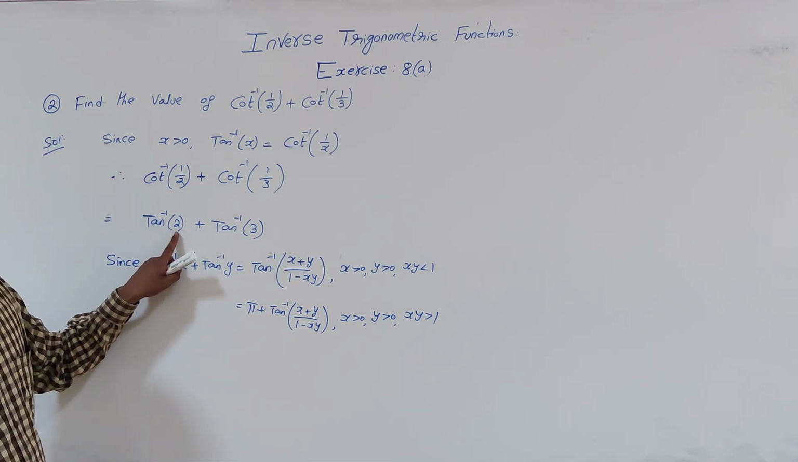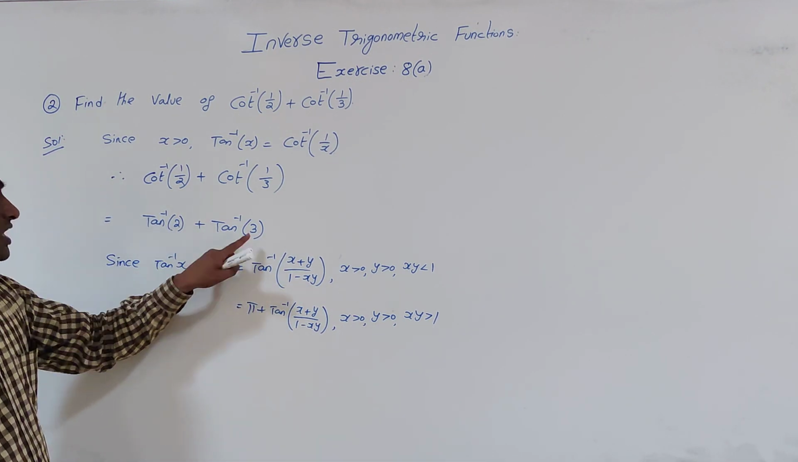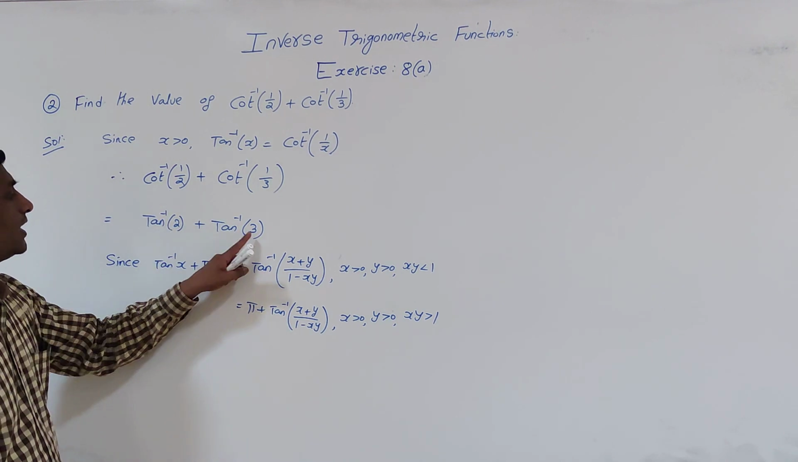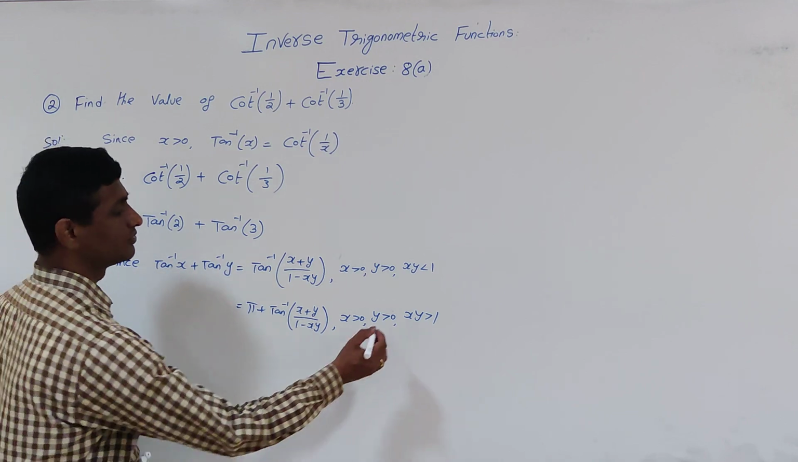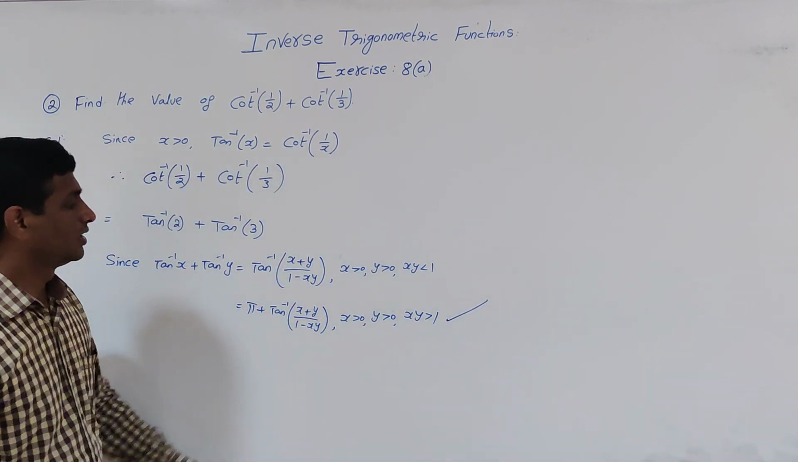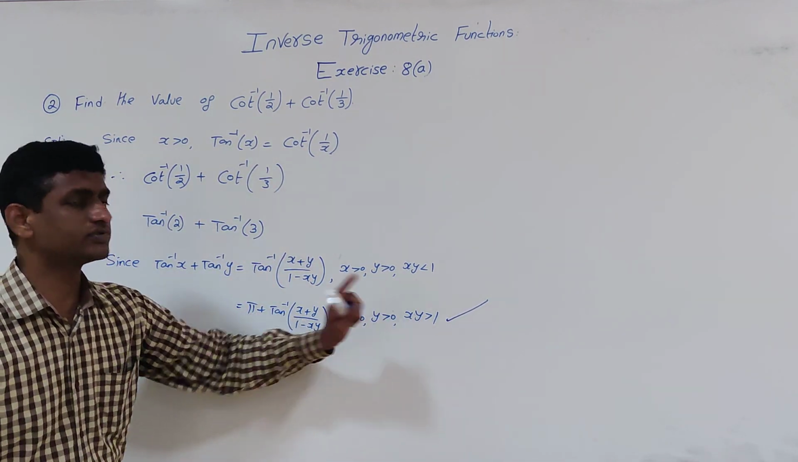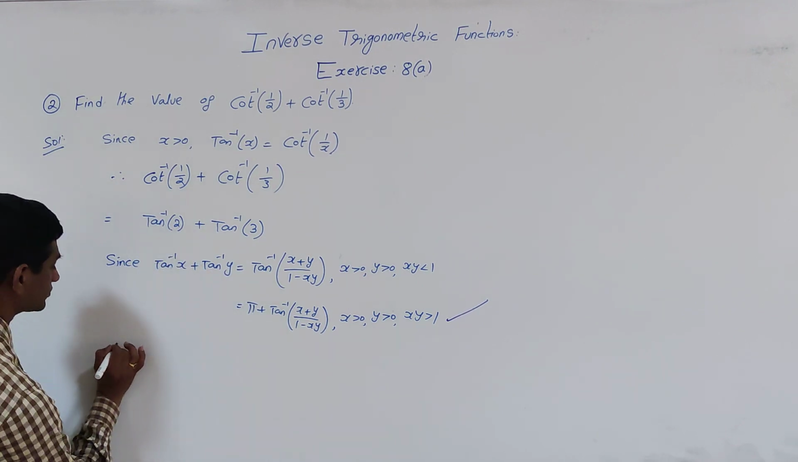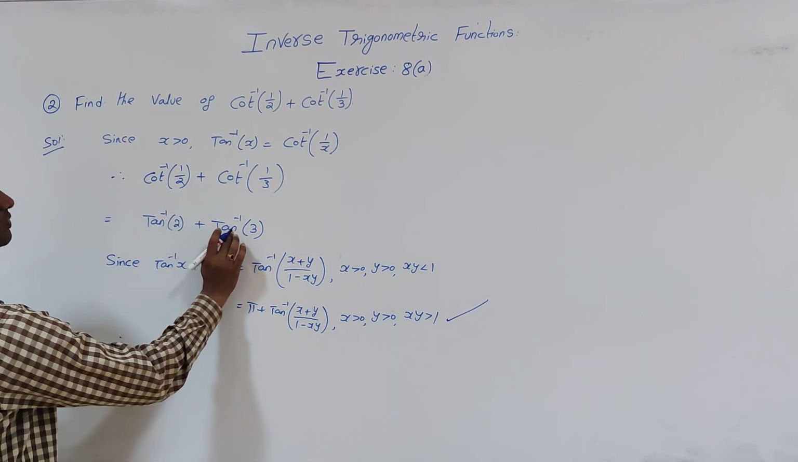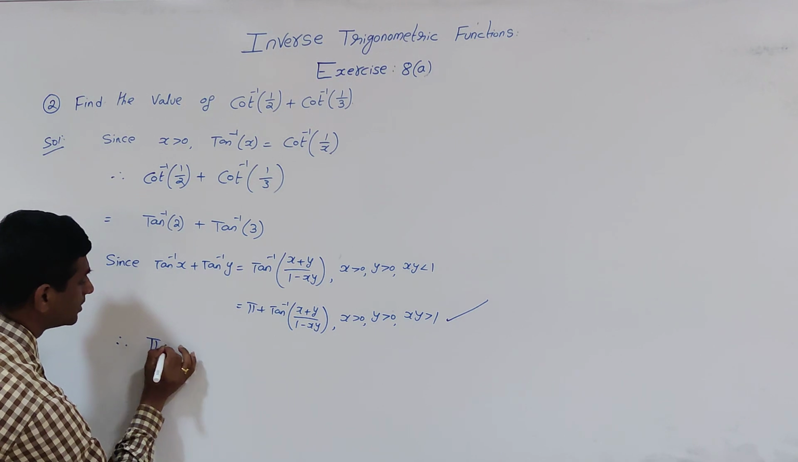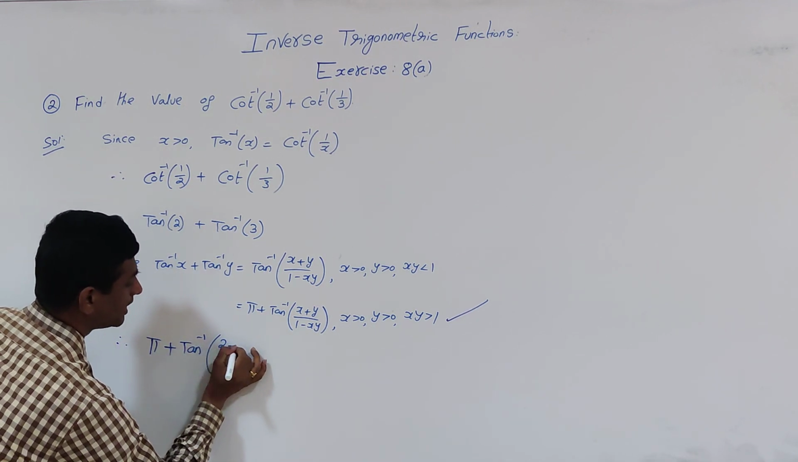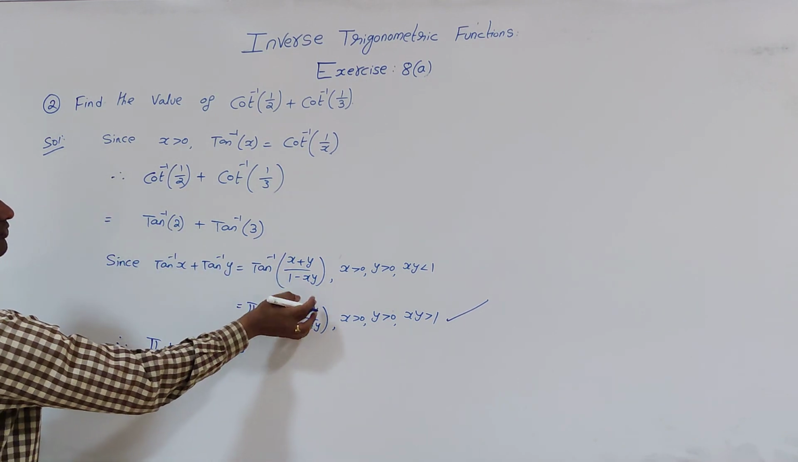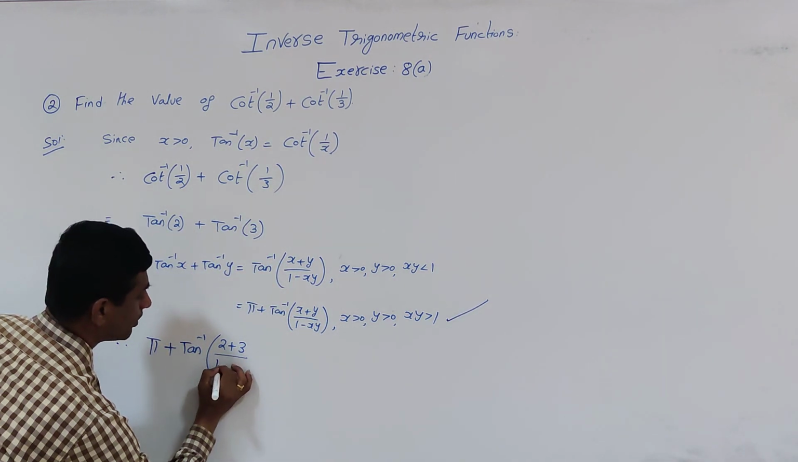So what is given: x is 2 and y is 3, both are positive real numbers, and the product 2 into 3 is 6, which is greater than 1. So we have to apply this formula, x greater than 0, y greater than 0 and xy greater than 1. Therefore tan inverse of 2 plus tan inverse of 3 will be pi plus tan inverse of (2 plus 3) by (1 minus 6).